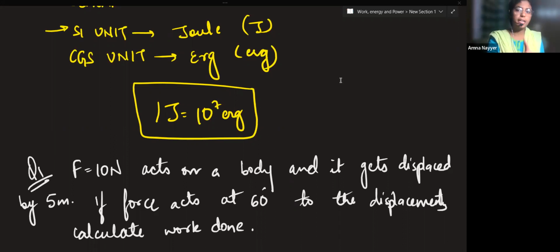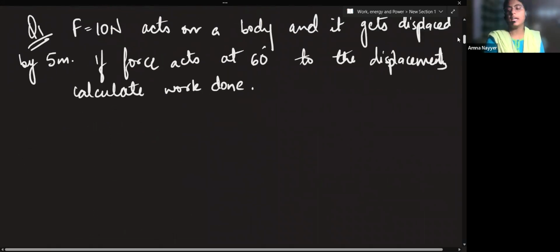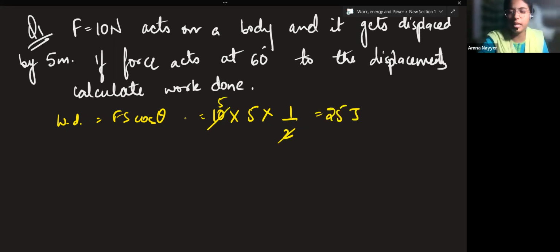See, there's a slight error in your answer. Now see, it says what? F is given as 10 Newton. Your work done is F s cos theta. So force is 10 Newton and S is 5 and cos 60 degree is half. I think you've forgotten this half. So this becomes 5 into 5, which is 25 joules, like this.